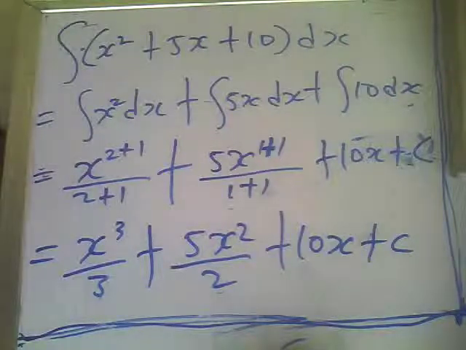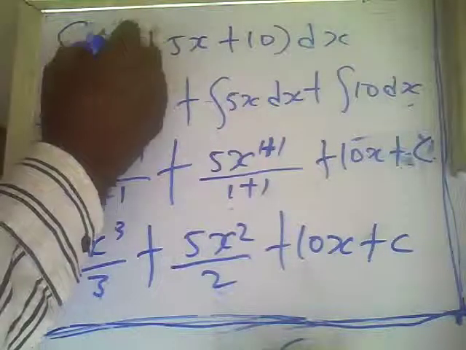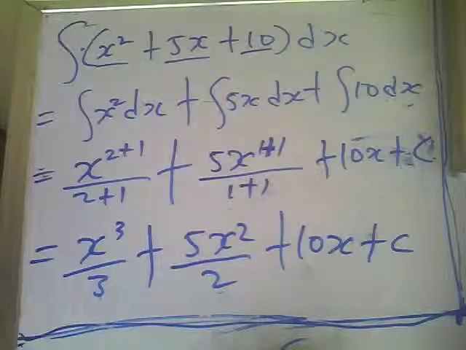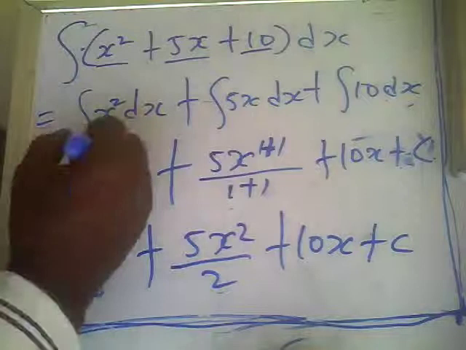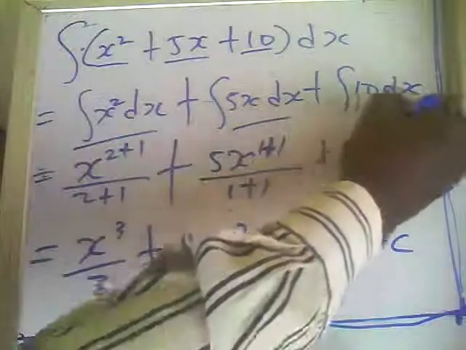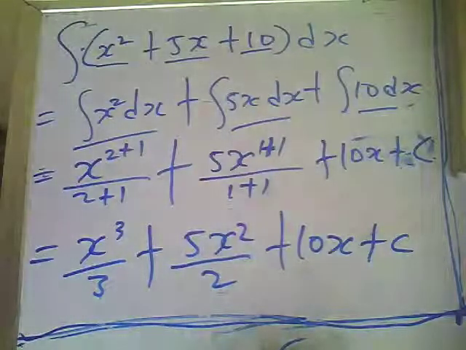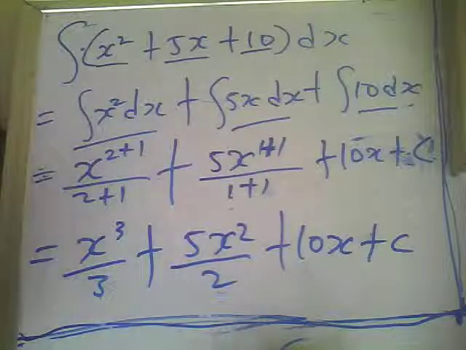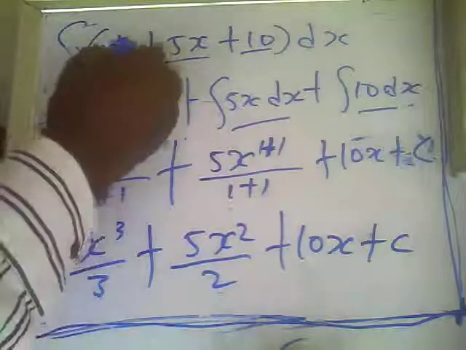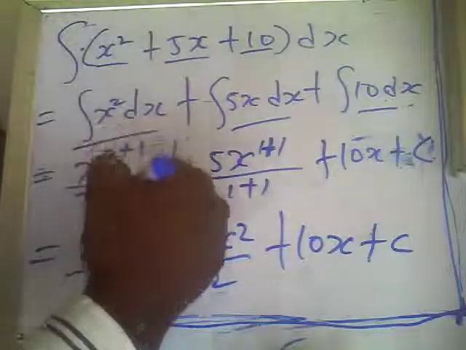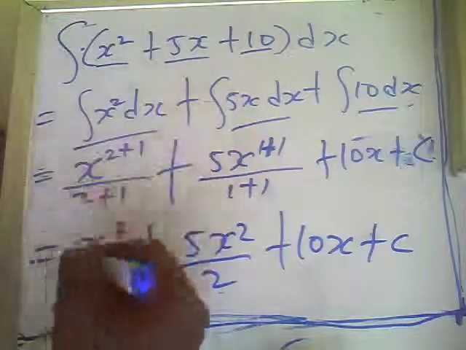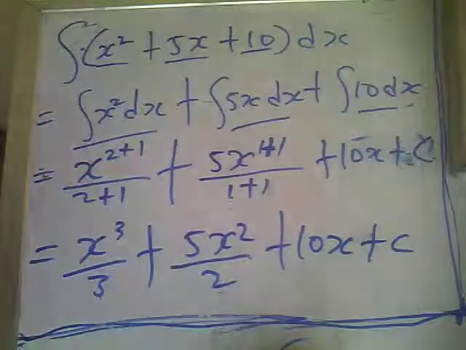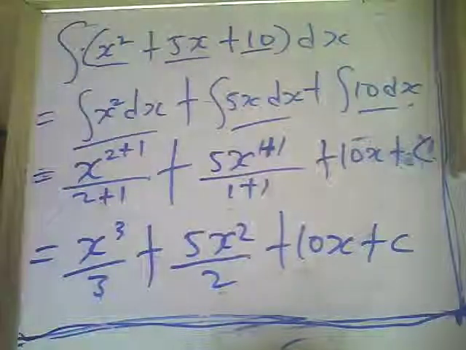Just understand that we separate the integrands in the bracket, and then we have them in the form of the integral of x squared dx plus the integral of 5x dx plus the integral of 10 dx. Then we obtain the integral of each integrand. When we obtain the integral of each, we add up the results. That is the sum of the functions.